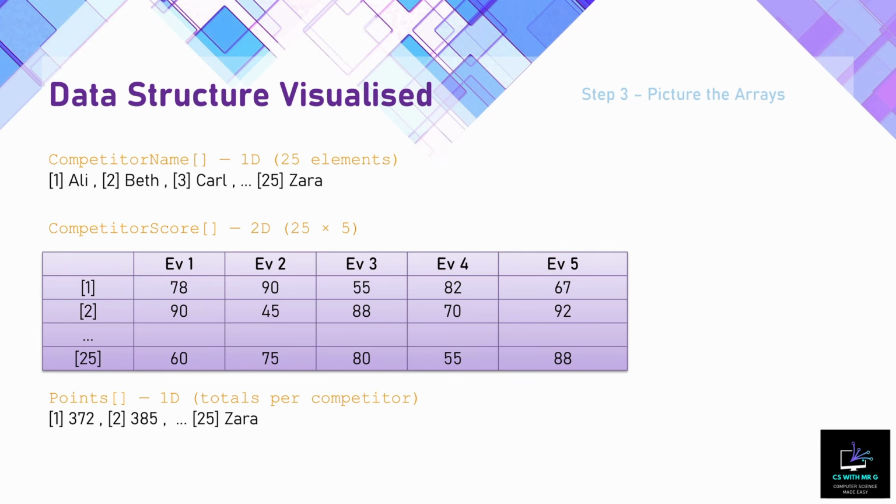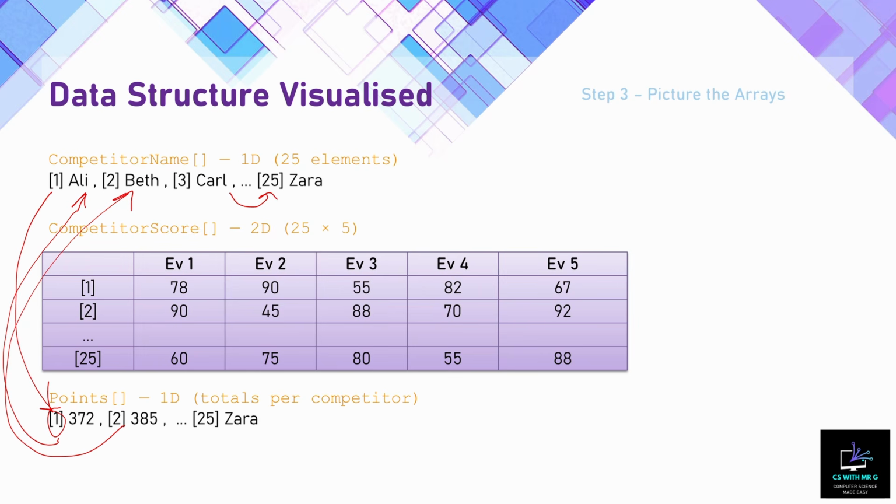But like I've mentioned, the data structure visualized will give you a better understanding of how the data is going to be stored. So the competitor name, as we've mentioned, has 25 elements inside for each competitor. Index 1 in our case stores Ali, number 2 stores Beth, 3 stores Carl, and this would carry on until the 25th value. You can see here that these indexes match up to the points array: index 1 would contain the points of Ali, index 2 contains the points of Beth, and so on and so forth. So the term indexing, very important.